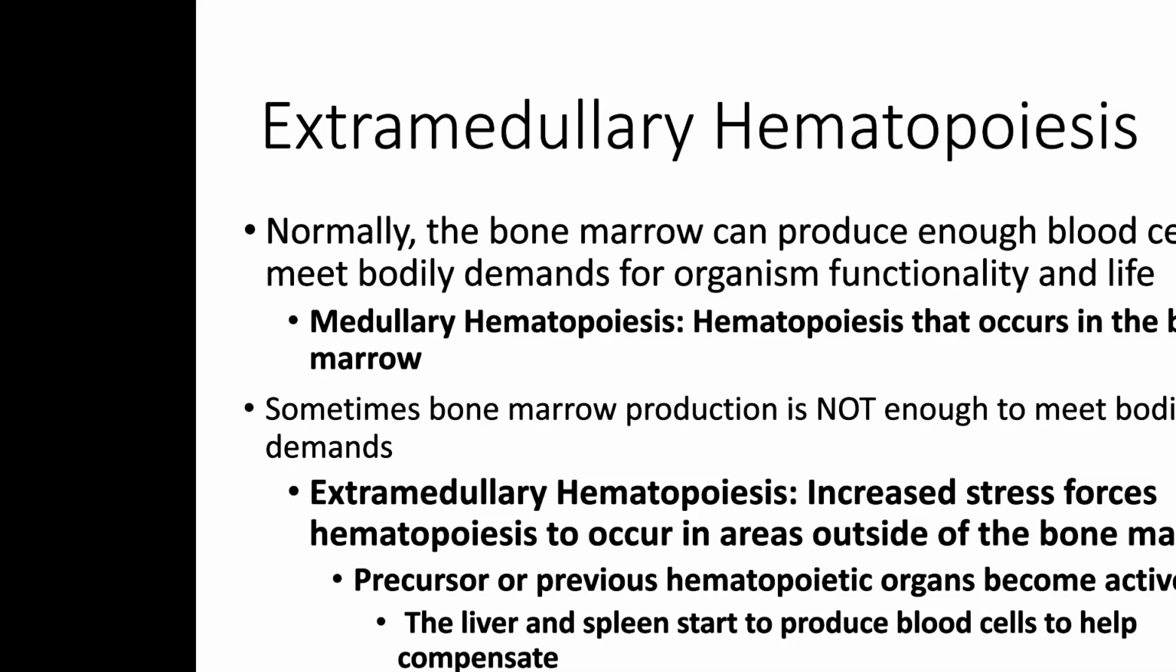This is where extramedullary hematopoiesis occurs, where hematopoiesis occurs in areas outside of the bone marrow. So, remember the stages that I was talking about where we had different hematopoietic organs? Well, they then start to be active again. The liver and the spleen start to take up the bone marrow's job and start producing their own blood cells.